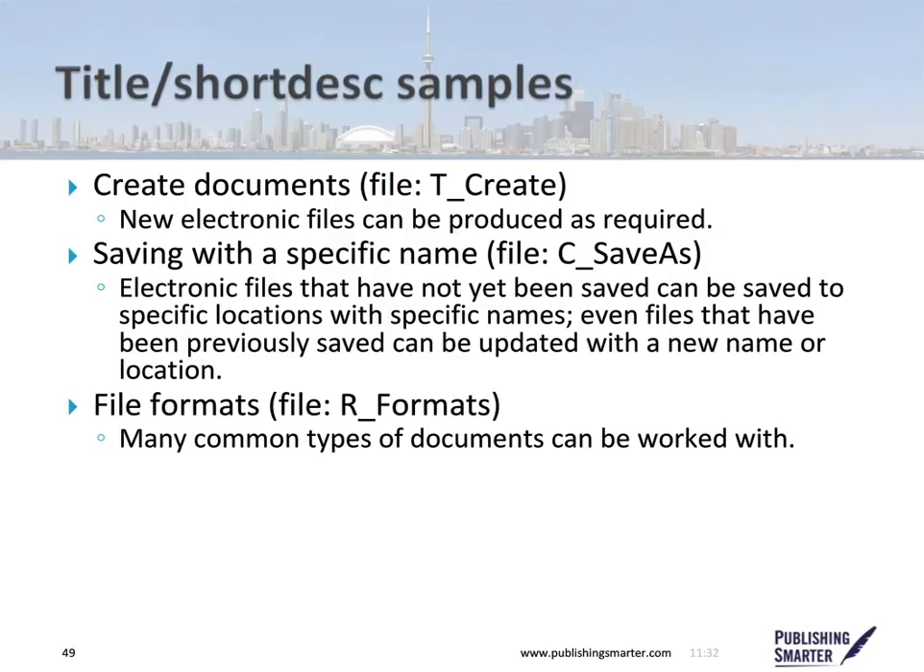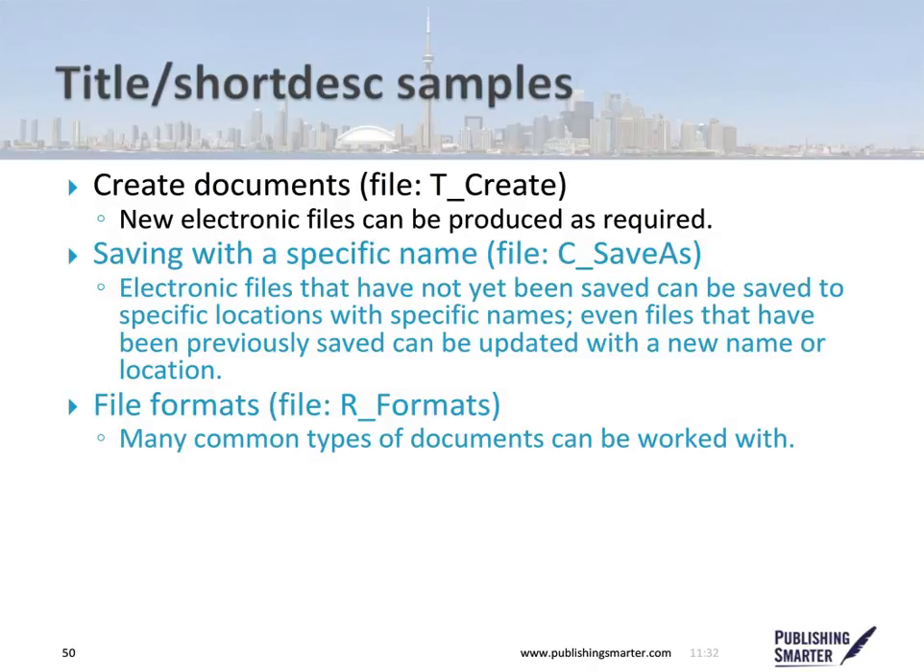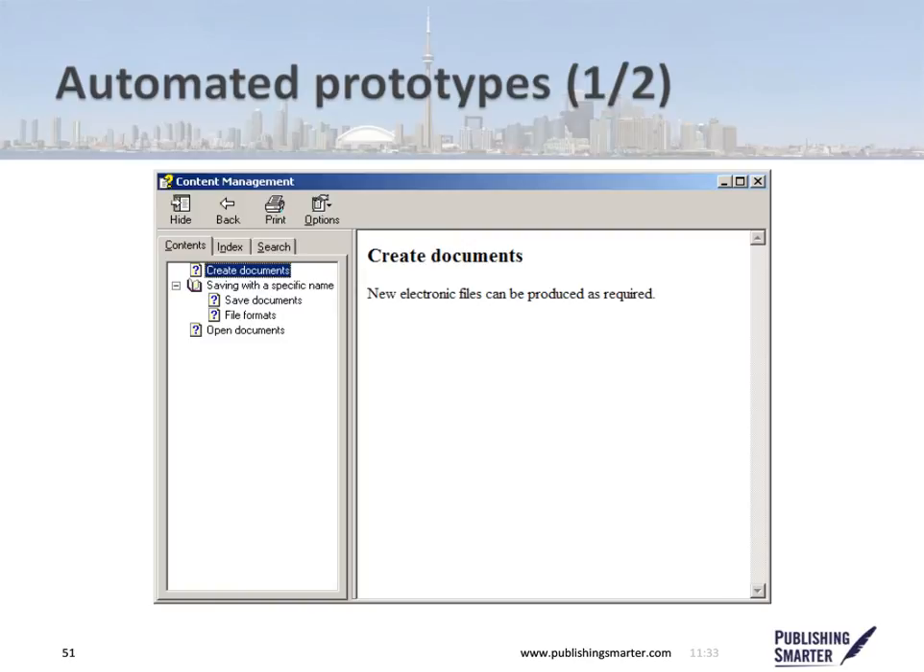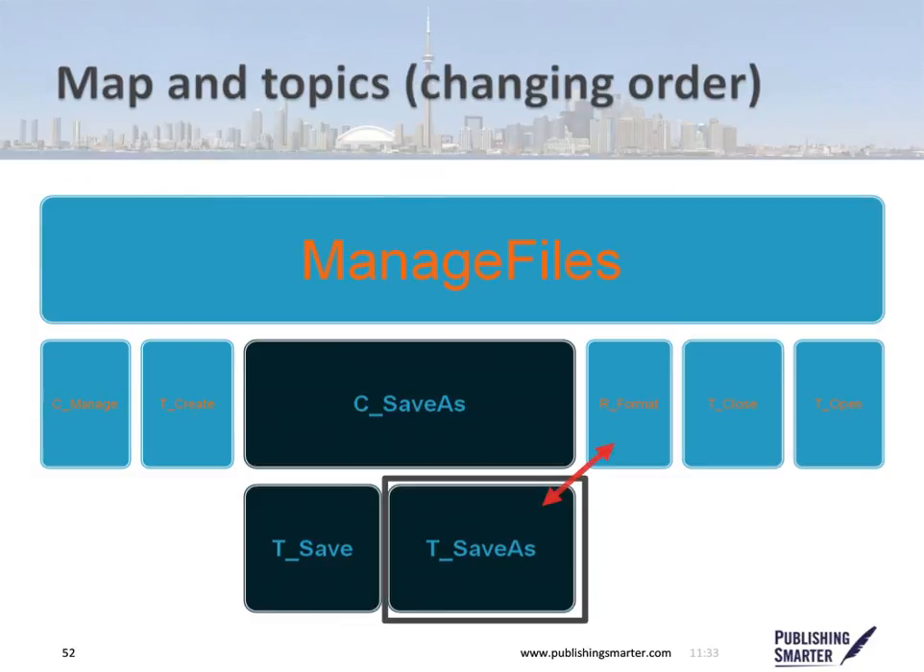So what I want to do is talk a little bit about the idea of a title and a short description for 3 specific topics. Let's start off by talking about the very first one, the task on how to create. It'll have a title of Create Documents and a short description of new electronic files can be produced as required. So I sit down and I write that content. Once written, I take my map, I publish the map, I get my table of contents, I have my help file, and inside it I have my first piece of information, create documents, new electronic files can be produced as required.